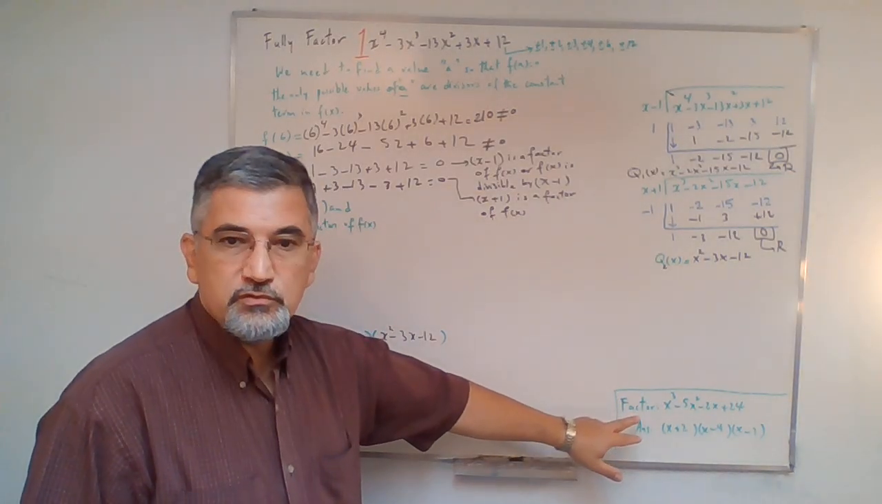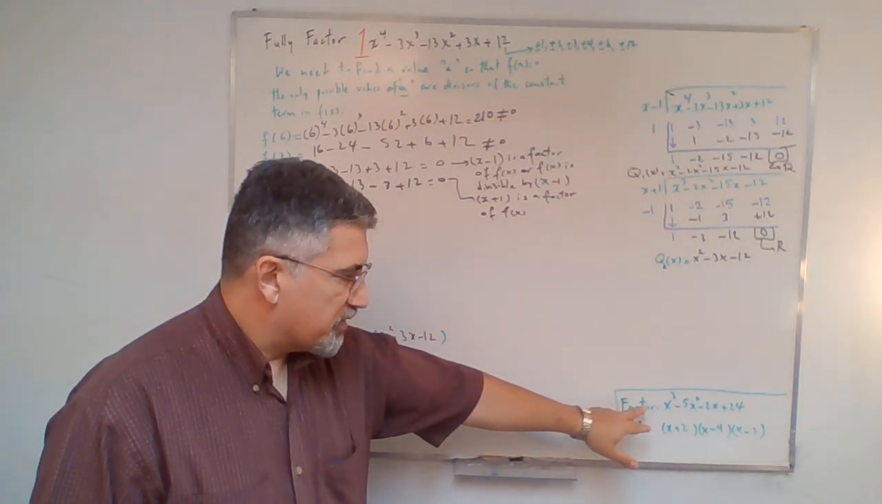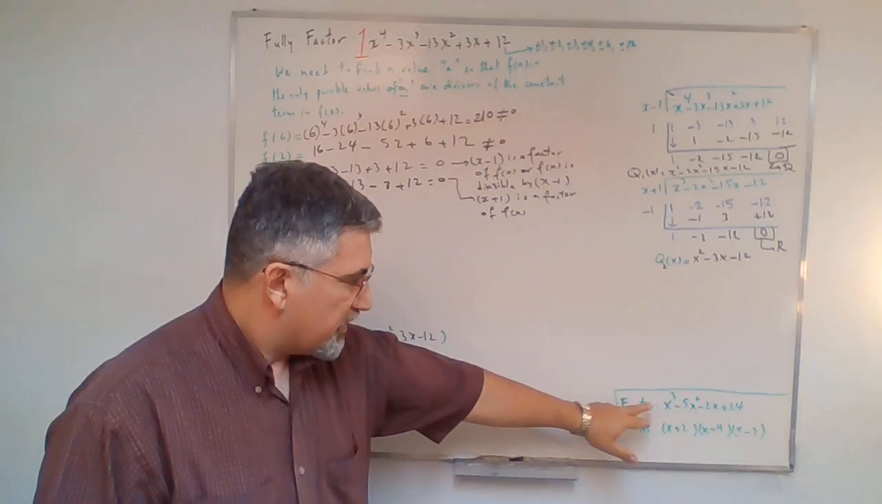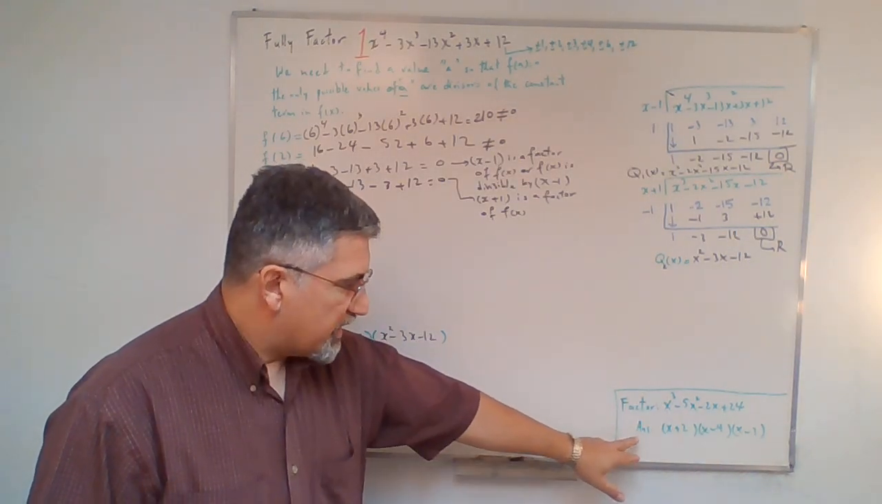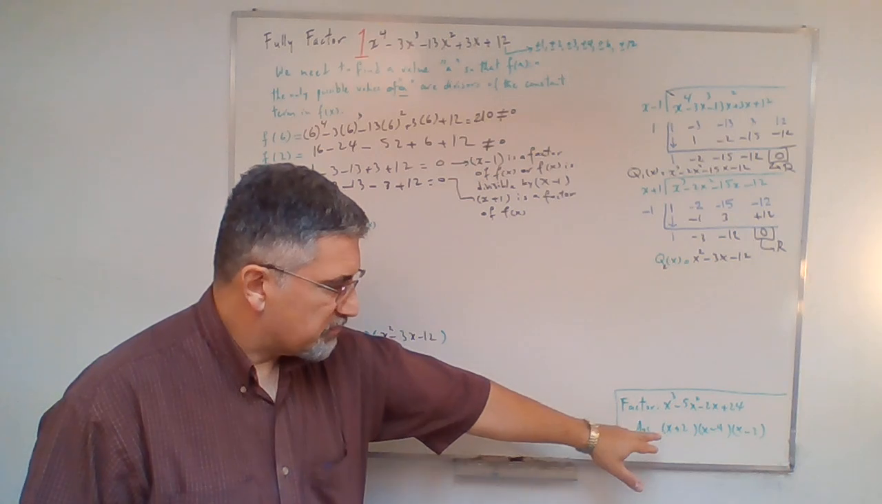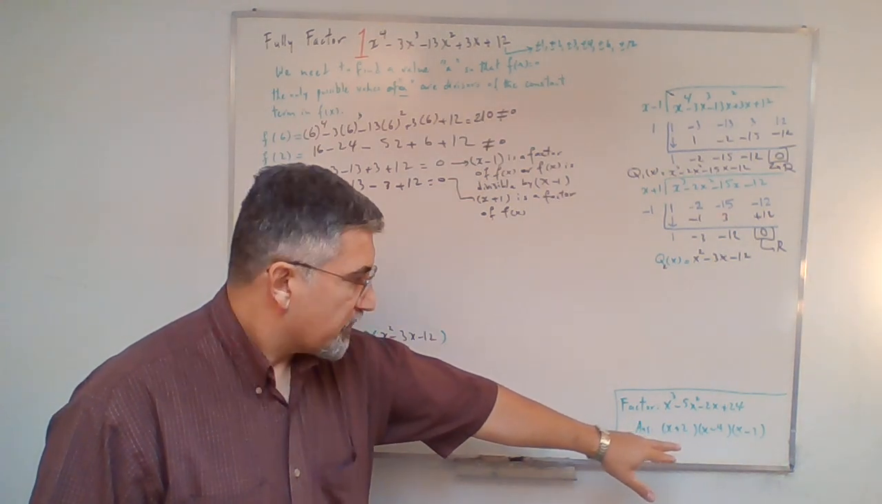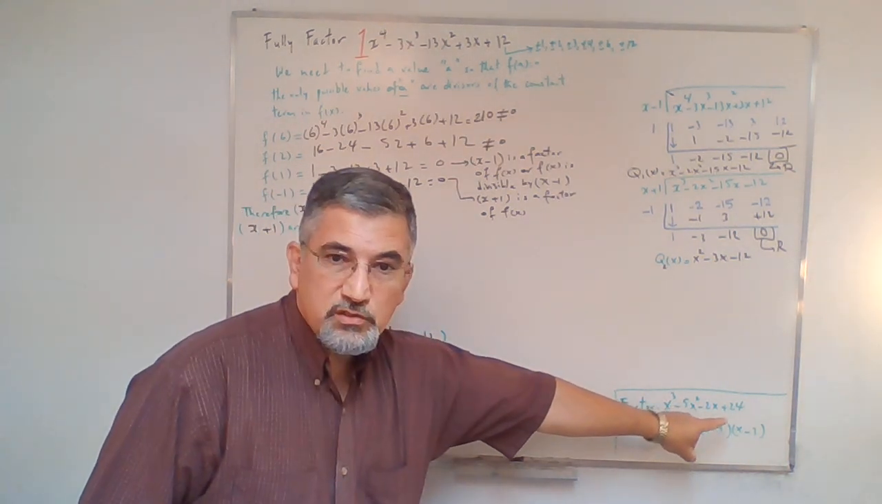If you want to do some practice questions, there's a cubic polynomial for you to factor, x cubed minus 5x squared minus 2x plus 24, and the answer is going to be x plus 2 times x minus 4 times x minus 3. So look at the constant term, which is 24.